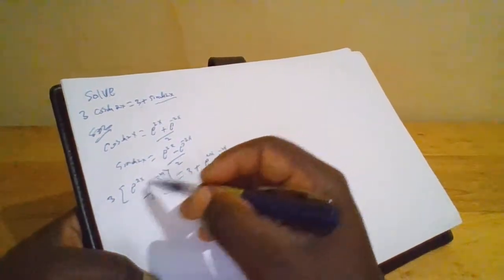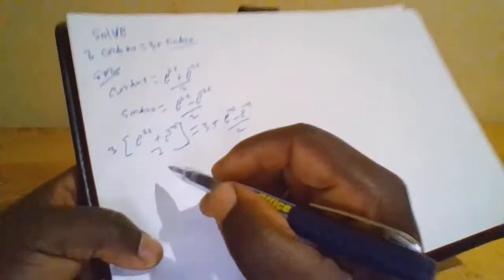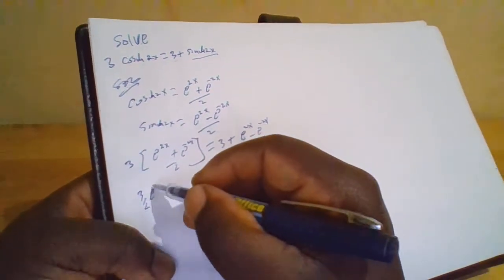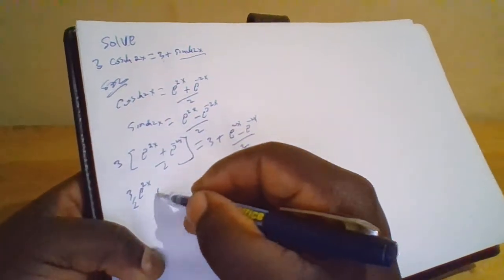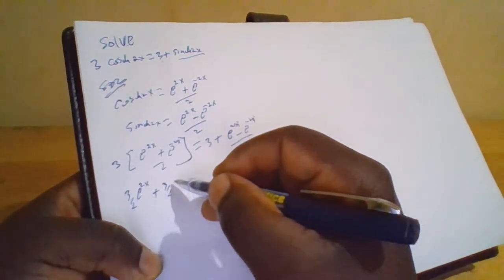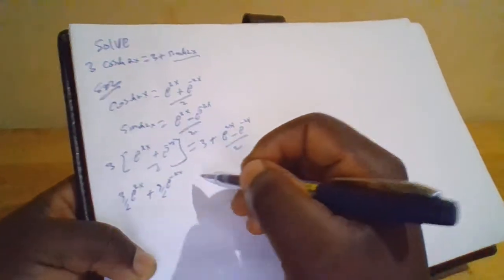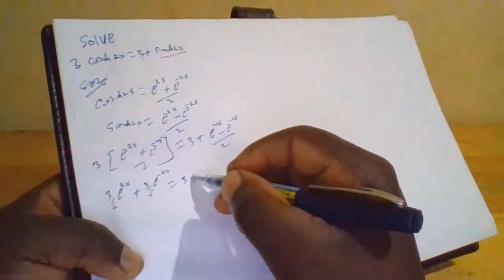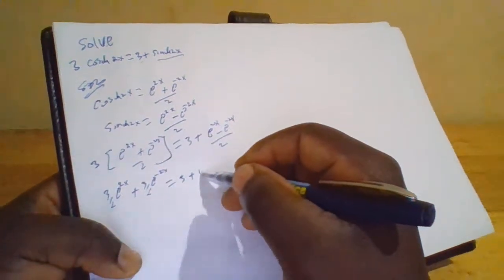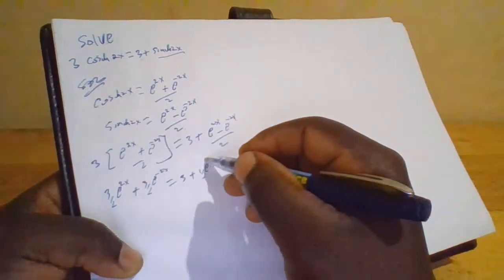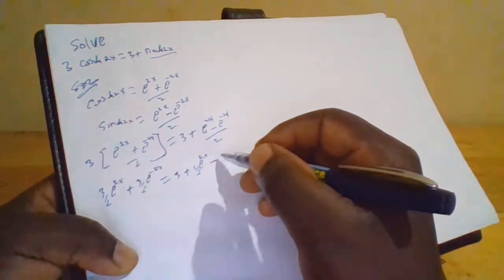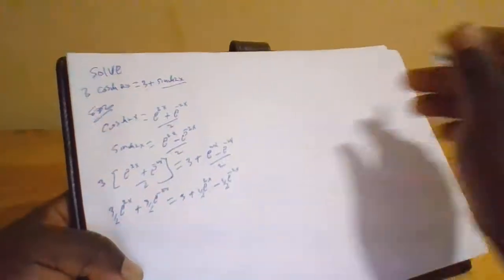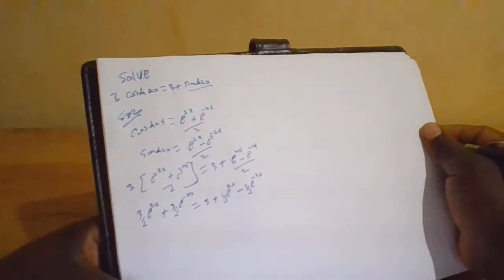Now we can open up the bracket here, so this is the same as 3 over 2 e^(2x) plus 3 over 2 e^(-2x). This equals 3 plus a half e^(2x) minus a half e^(-2x).